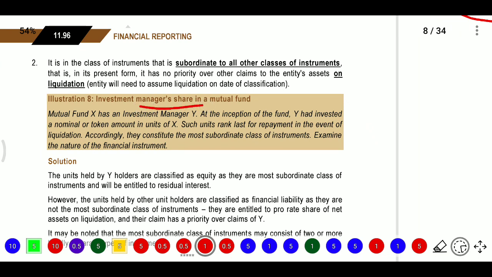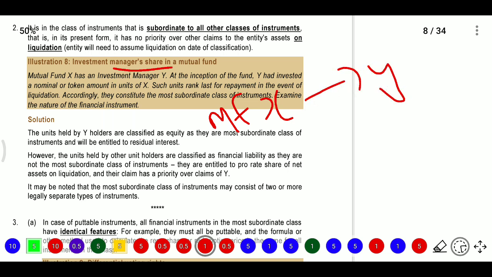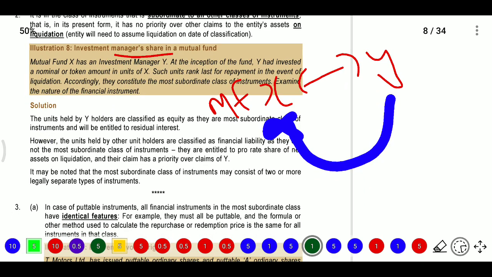Investment manager share in a mutual fund. So here one mutual fund, mutual fund X, is there, and as the investment manager, Y is there. At the inception of the fund, Y had invested a nominal or token amount in units of X. So Y has invested in this fund. Such units rank last for repayment in the event of liquidation. Accordingly, they constitute the most subordinate assets. Examine the nature of the financial instruments.